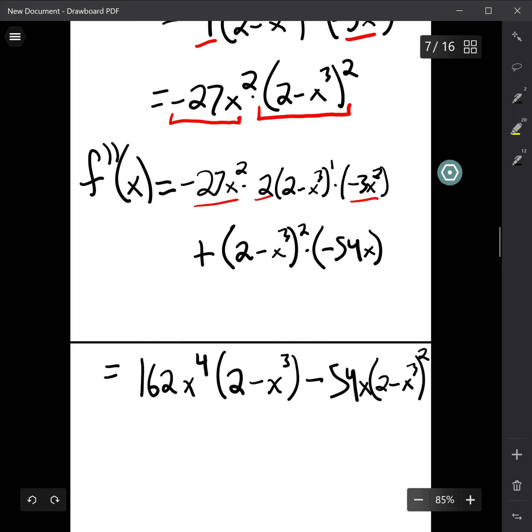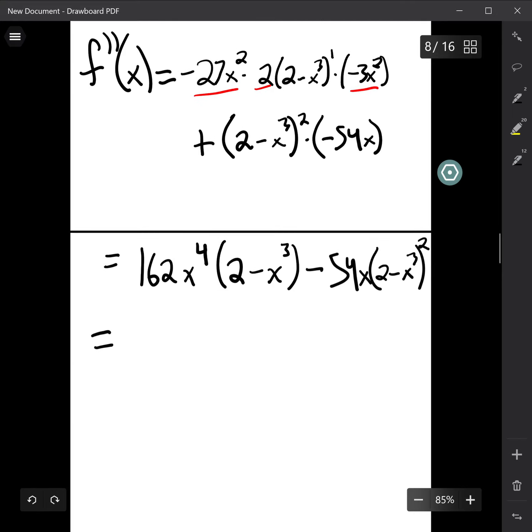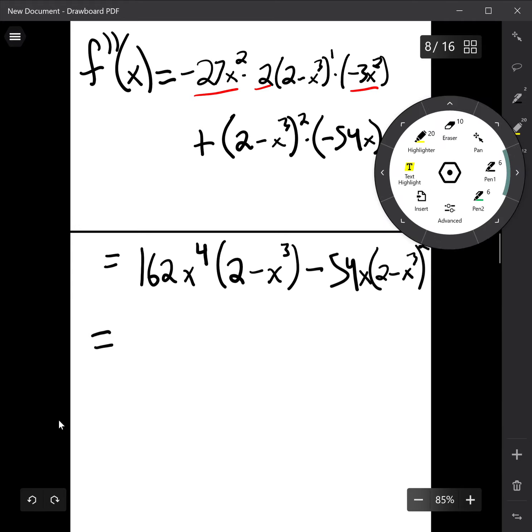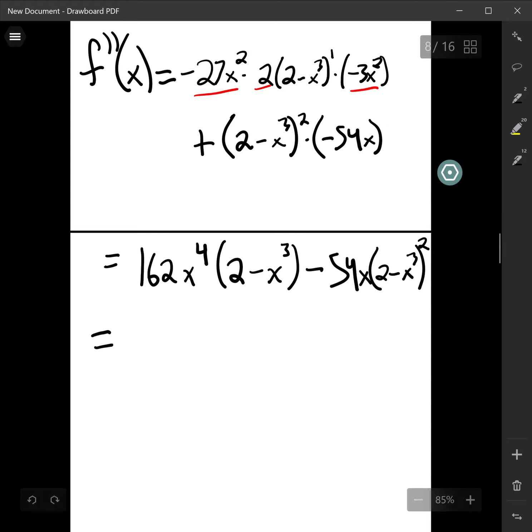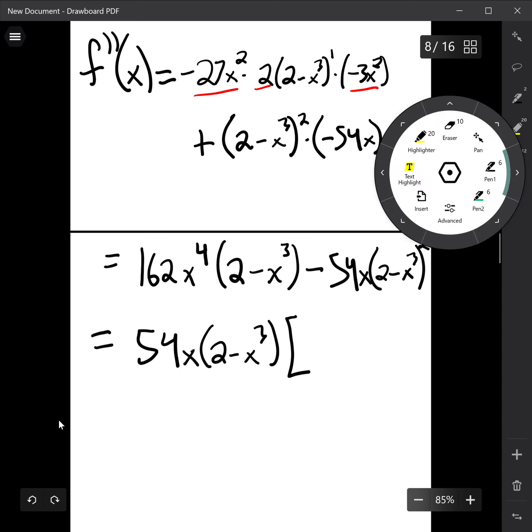Now, last but not least, if you really wanted to, and what people tend to do is they tend to look for anything in common to factor out. You could say, hey, look, in each of these factors, in the first part and the second part, I have a 54 in common, I have an x in common, and in fact, I have a 2 minus x cubed in common. So I could, if I wanted to, write this as 54x times (2 minus x cubed), everything that was in common, times everything that's left over.